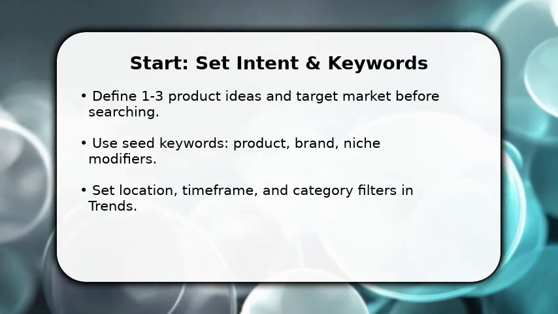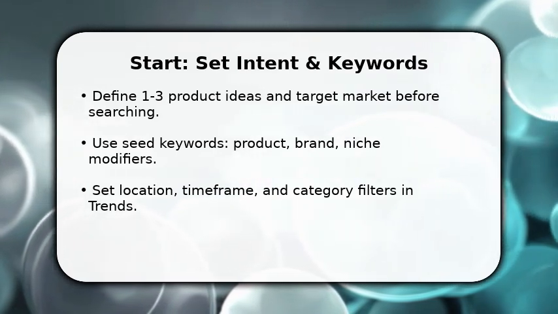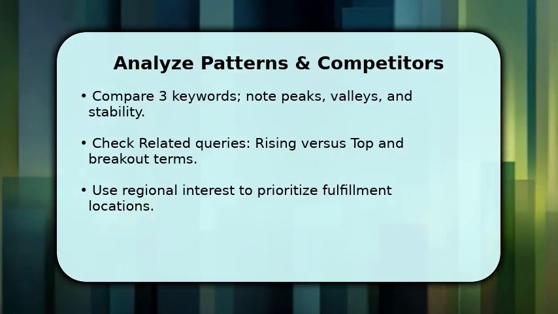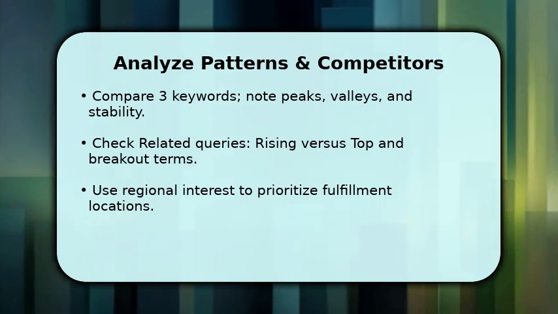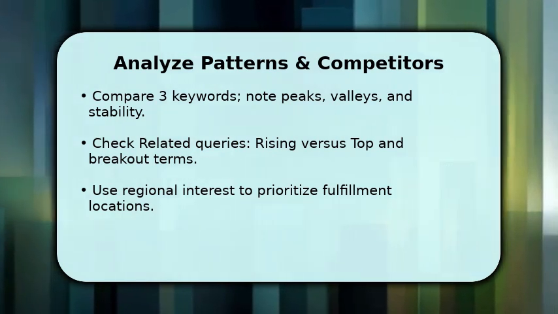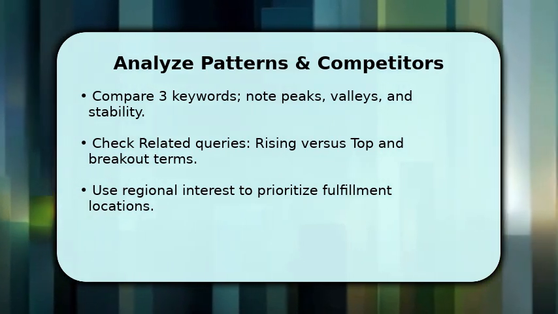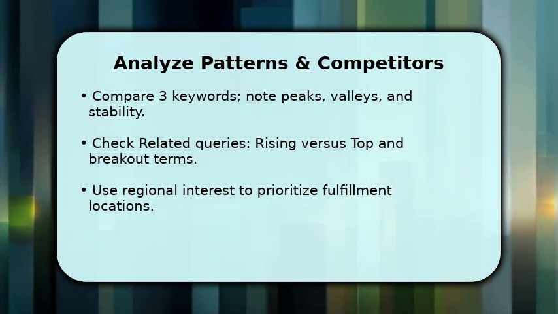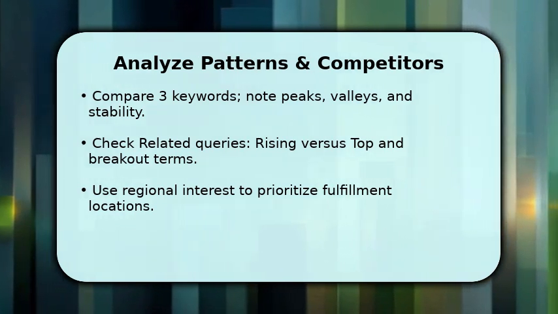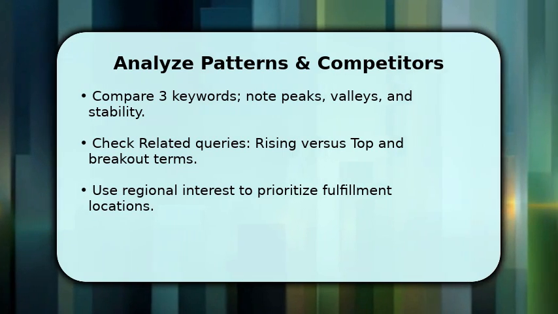Now you analyze the middle of the process. Interpret patterns. Compare 3 keywords and look for consistent search interest versus one-off spikes. Consistency means scalable demand. Once you see peaks, click related queries and switch between top and rising to find product adjacencies or new features customers want.